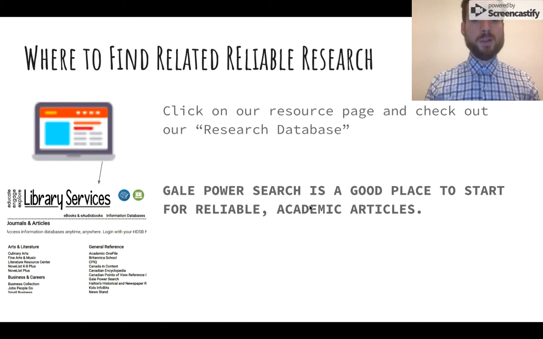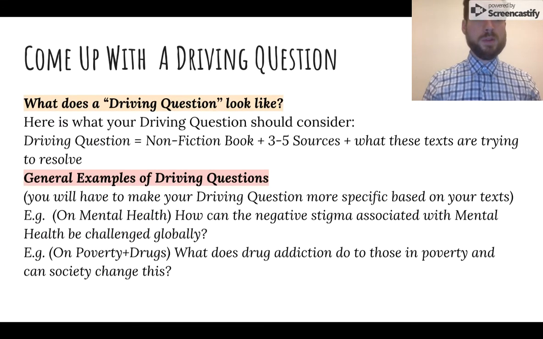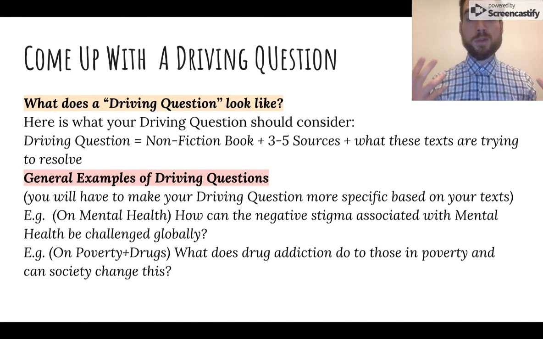It's a good place to start for academic articles that are related to the social issues that we're going to be exploring. Moving on, you need to come up with a driving question. What does that look like in an equation? Your nonfiction book plus 4 to 5 resources plus what these texts are trying to resolve is going to be your driving question. An example of this is how can the negative stigma associated with mental health be challenged globally?